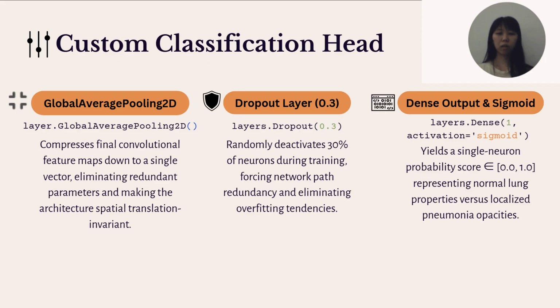The second layer is a dropout layer. During each training step, 30% of the neurons in this layer are randomly set to 0. This is to prevent overfitting by forcing the network to not rely too heavily on one neuron. The third layer is the dense output layer. This final layer consists of a single neuron. It utilizes the sigmoid activation function to squeeze the model's raw output score into a decimal value strictly between 0 and 1, representing the probability that the given chest X-ray indicates pneumonia.